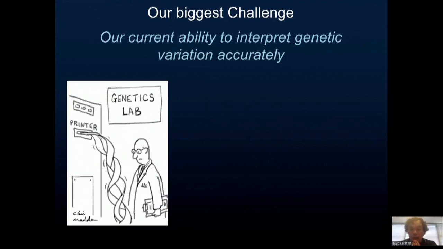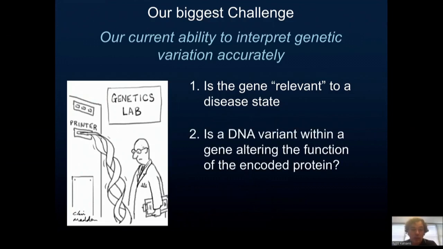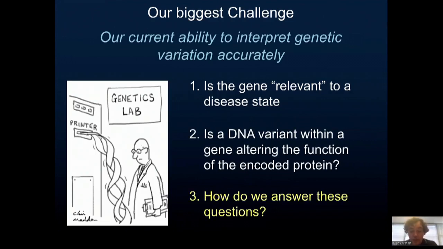So our biggest challenge as we went through this process was that our ability to assess genetic variation accurately is poor. By all admission, the progress we've made as a society is not a detriment, but our ability to generate data far outstrips our ability to interpret the data. So some of the questions that we always have are: is the gene relevant to the state? Is the DNA variant affecting the function of the protein? And how can we answer this question?